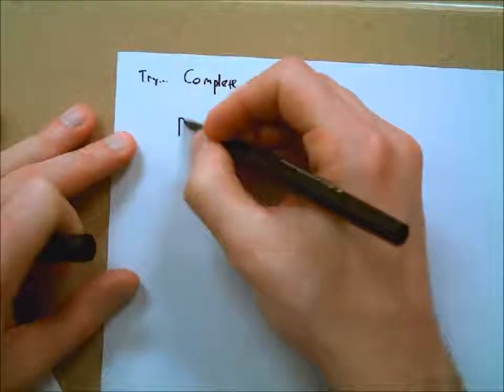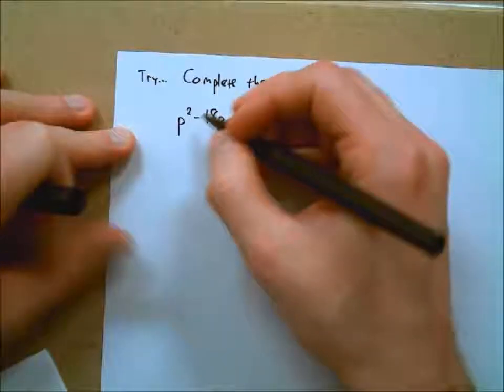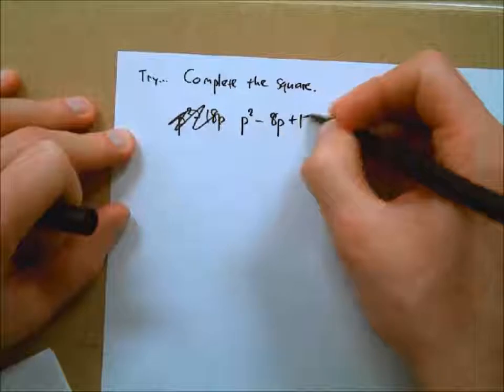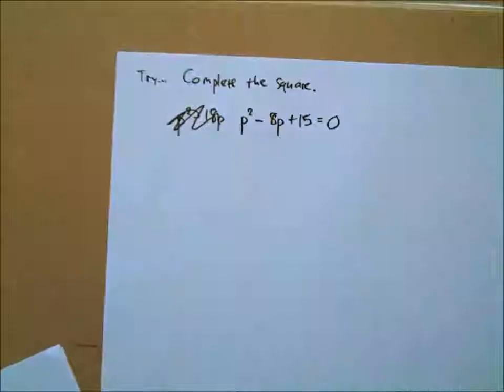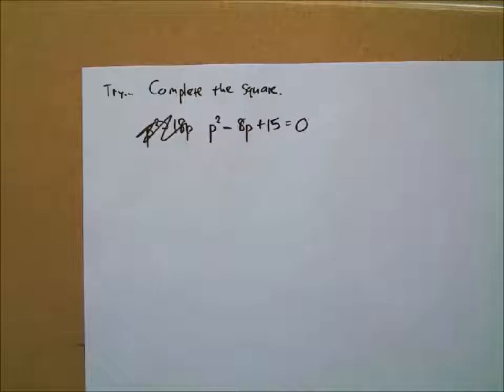p squared minus 8p plus 15 equals 0. So try that one. Just complete the square. Don't worry about solving the equation. If you want to solve the equation, feel free to. But just go ahead and complete the square there.